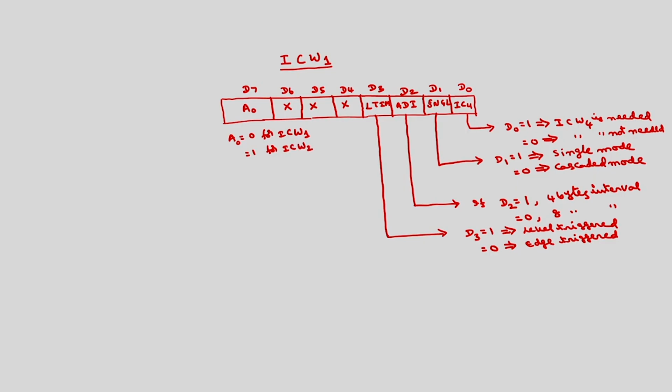So, this is about the format of the first initialization command word, ICW1. It will decide whether ICW4 is required or not, whether we are going to operate in single mode or cascaded mode, and what will be the interval between two successive interrupt vectors, 4 bytes or 8 bytes, but in case of 8086 by default 4 bytes. And it will decide whether the interrupts are level triggered or edge triggered. So, this information will be supplied by initialization command word 1.